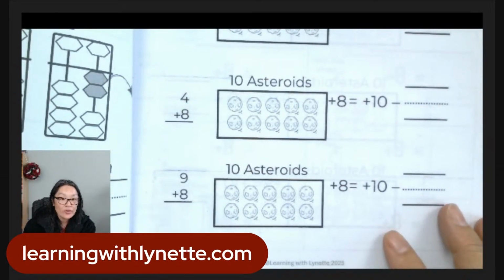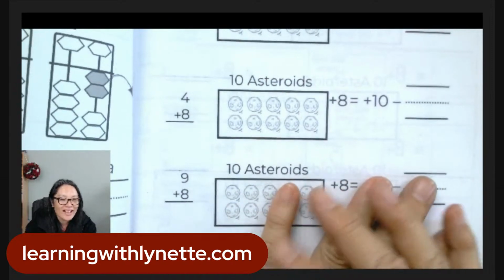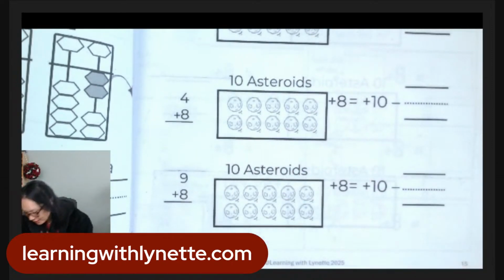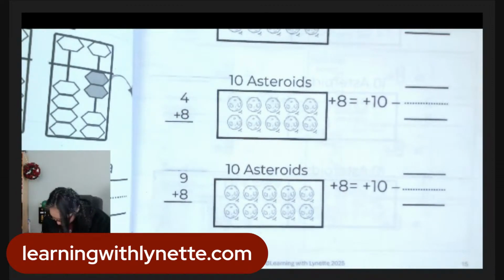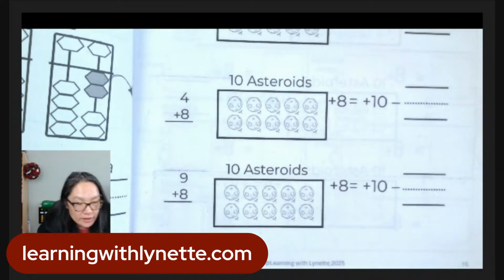Multiplication is just fast addition. It's like 2 plus 2 plus 2 plus 2. Oh, there you are, Sincere. You're still here. I didn't know you were still here, Sincere.